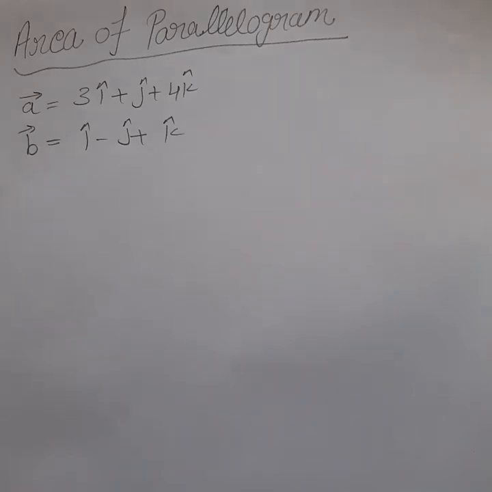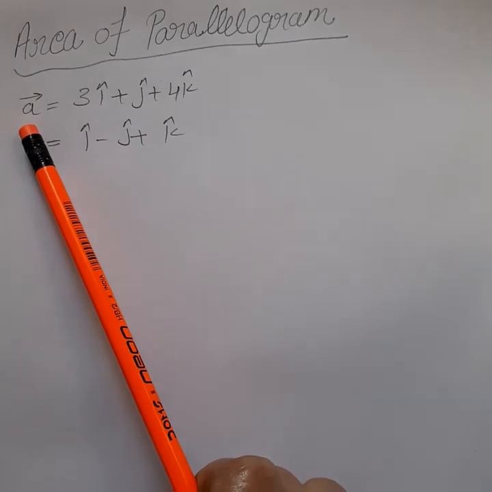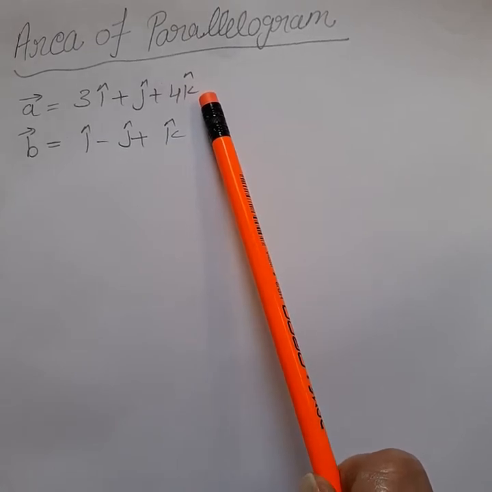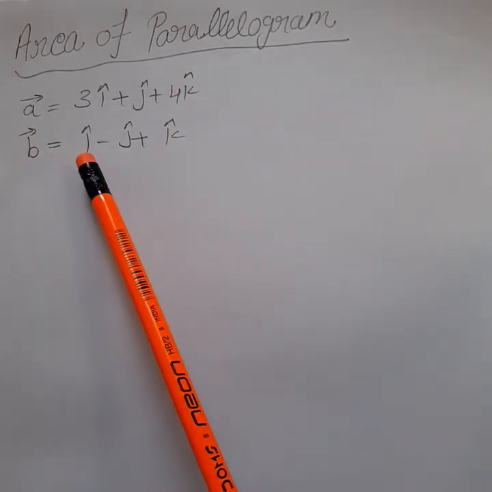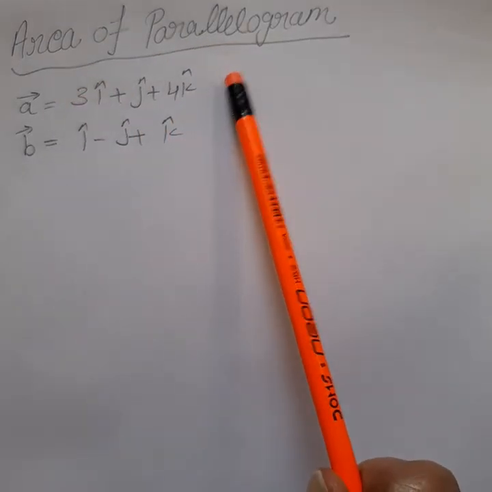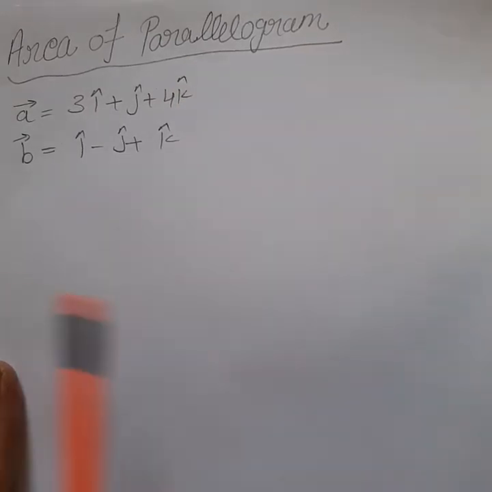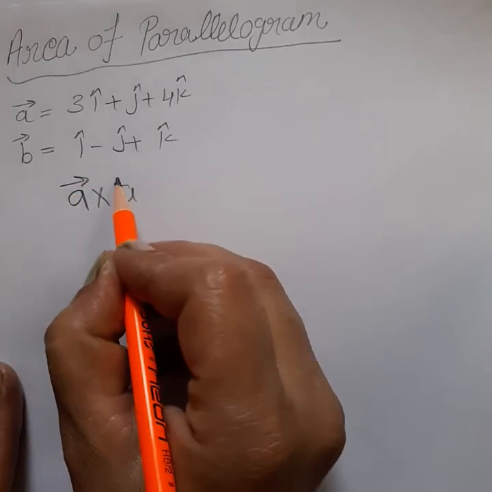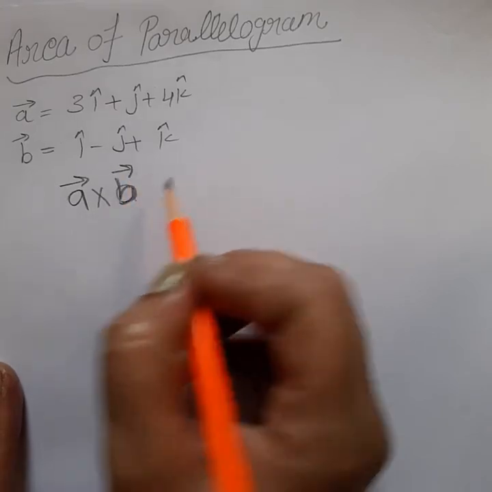Today I will teach you the topic of area of parallelogram, how to find this area in vectors. So students, to understand this, we take a vector as 3i plus j plus 4k and the vector b as i minus j plus k. To find the area of parallelogram, first of all we find the cross product, or you can say the vector product of a and b.